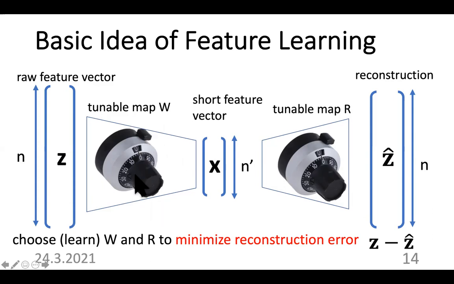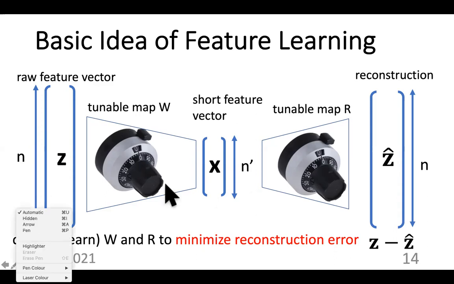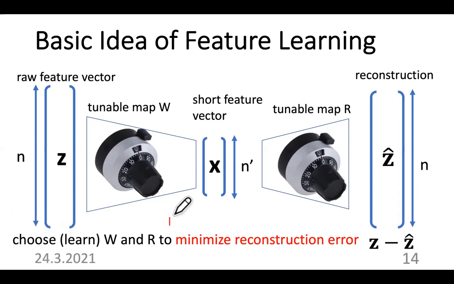And here we use something like a hypothesis map, but the output of this hypothesis map is not a predicted label, but it's a new feature vector. I call this X, the short feature vector. So we want to learn a map. I call this a compression map, W, that reads in the long raw feature vector with n being billions and outputs a new short feature vector with a small number n prime. So typically n prime is much, much smaller than n. So n might be billions and n prime might be 2 or 3.